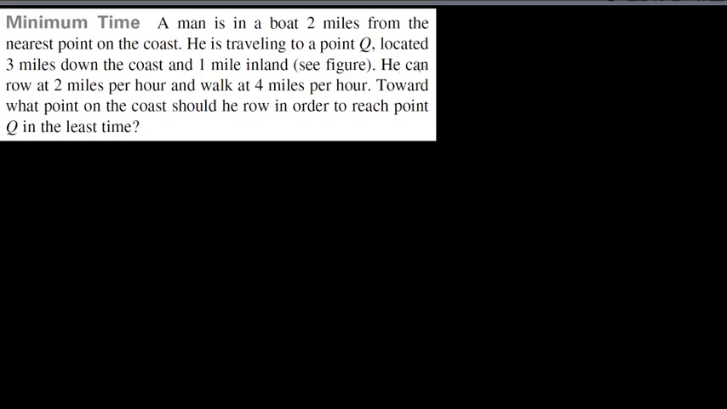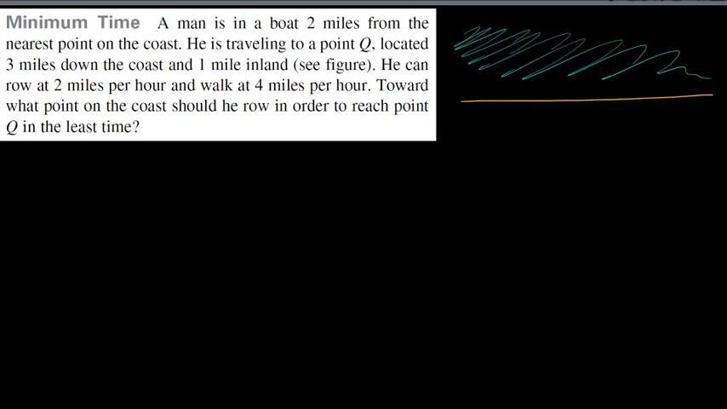So we have a man in a boat 2 miles from the nearest point on the coast. Well, here's the coast. We're assuming it's a straight line. I know the shore isn't always straight, but here it is, right? And then here's the ocean or the water, and over here is the land, obviously. Okay, so here's the boat, let's say right about here. So this is point P, and we know it's 2 miles from shore. So the distance going directly to the shore here would be 2 miles.